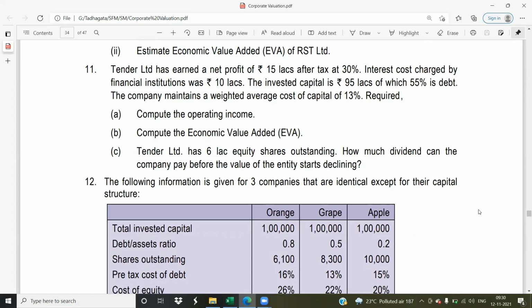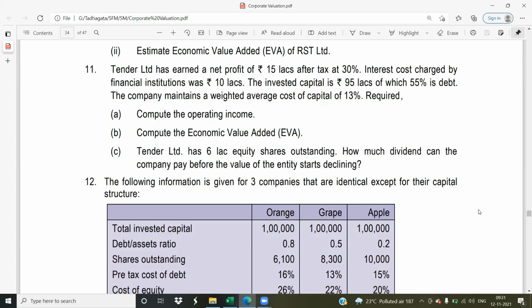Tender Limited has earned a net profit of 15 lakhs after tax at 30%. So tax rate is 30%, and this is net profit after tax. Interest cost charged by financial institutions was 10 lakhs. Okay, so interest is 10 lakhs. Invested capital is 95 lakhs, of which 55% is debt, so 45% is equity. Then company's WACC is 13%.